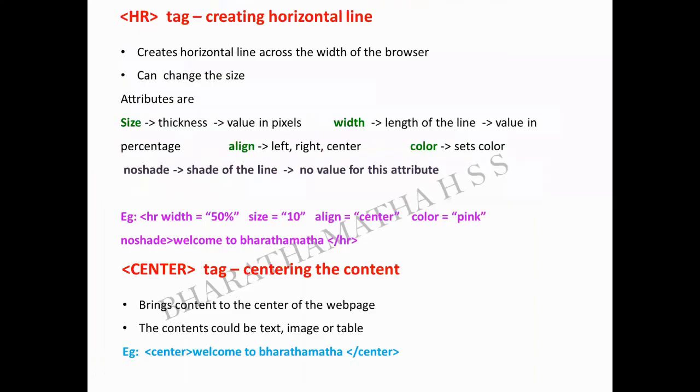Next, we saw the horizontal ruler, that is the HR tag, which is a pair tag. It has many attributes like size, which determines the thickness of your line. Value will be in pixels. Width, that is the length of the line. Value will be in percentage. Alignment, where it has to be aligned, and you can set the color also. It has one attribute which doesn't have any value in it, called the no shade attribute.